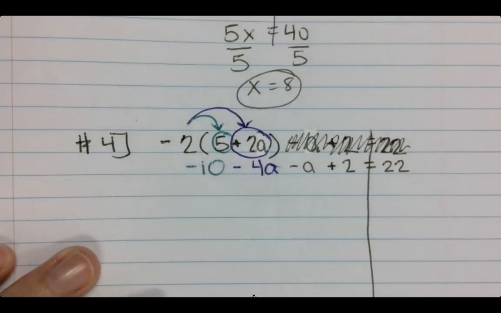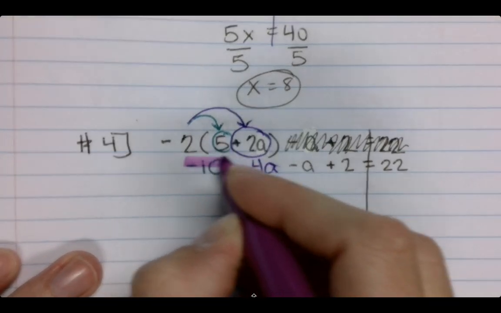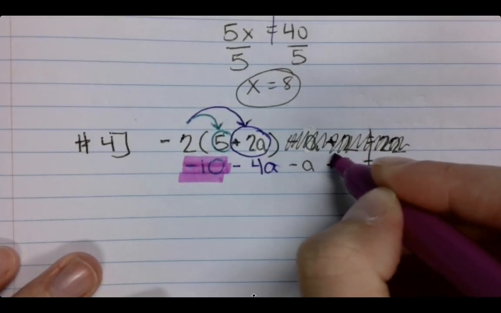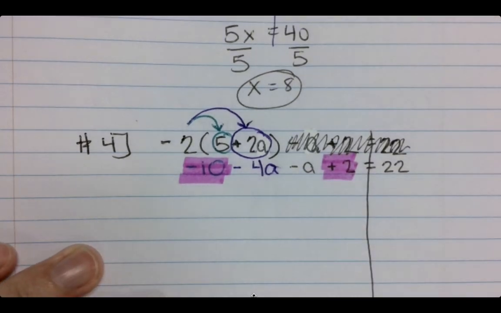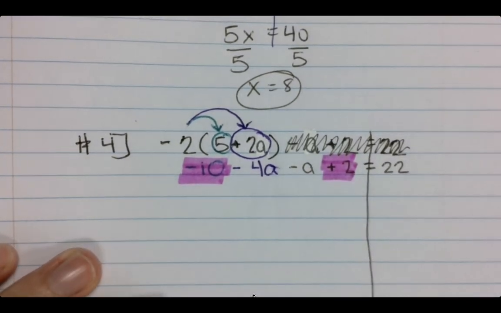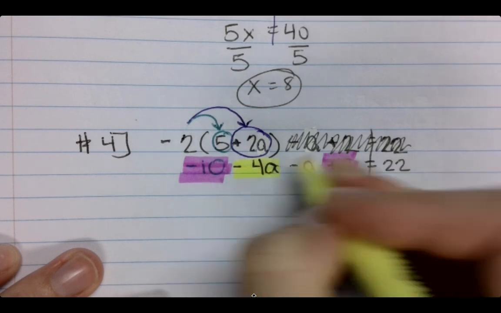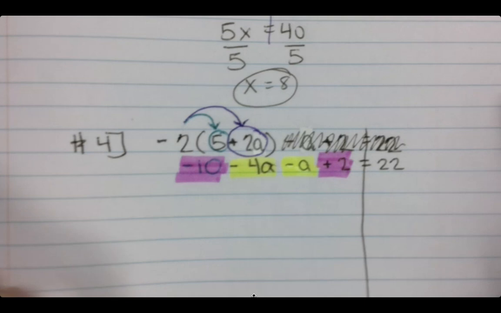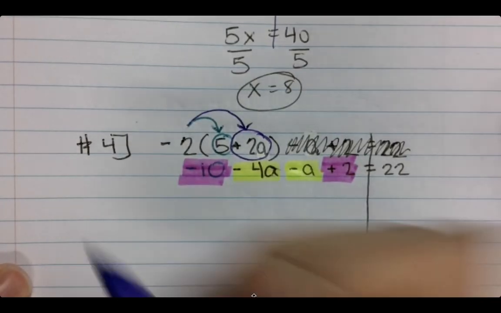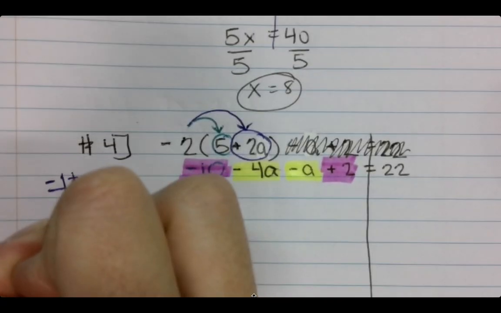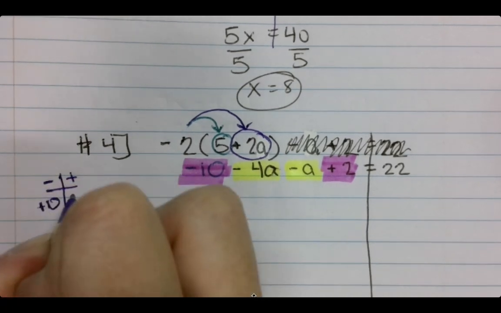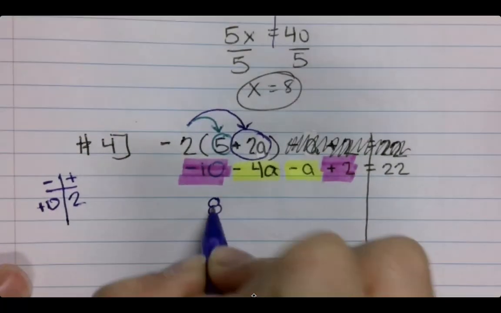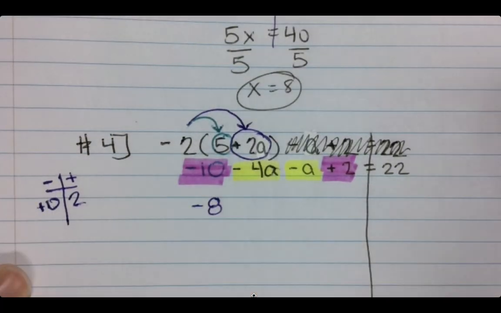All right, so this one's got a little bit more going on than the other ones. So we have the plain family, which is -10 and +2. And then we have the a family, which is -4a and -a. So I have -10 plus 2. So we have 10 on this side and 2. Subtract them, which is 8. 10 is bigger, so I have a negative.